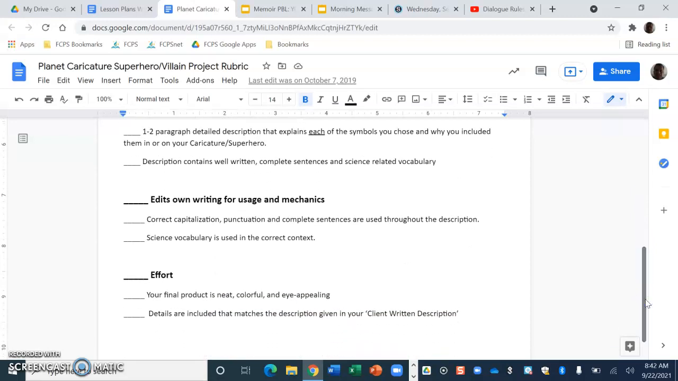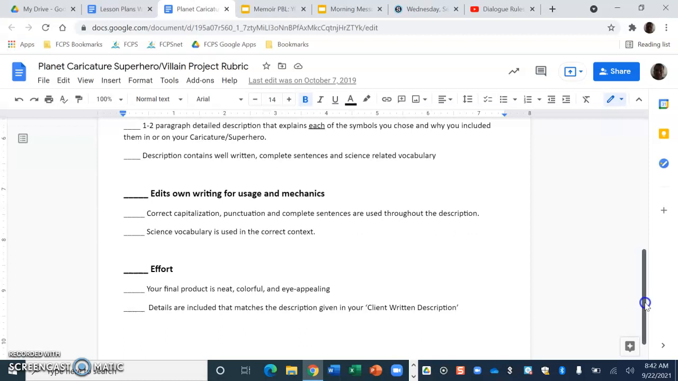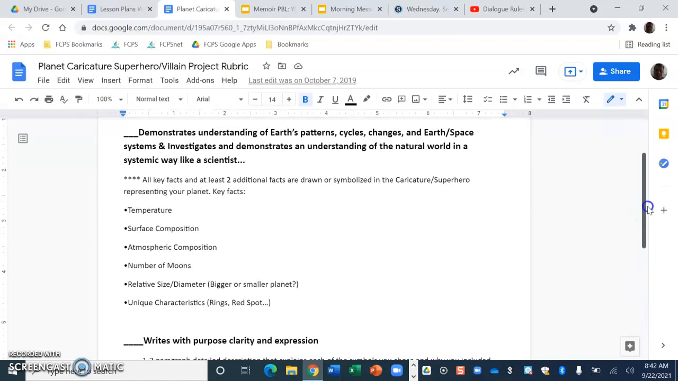Edits for usage of mechanics. I'm just looking to see that you're editing over the work so that the capitalization and punctuation and complete sentences are there throughout the description, with the idea being that if somebody else were to pick up your description, they would be able to easily follow what you wrote. So that is the rubric that you are looking over.